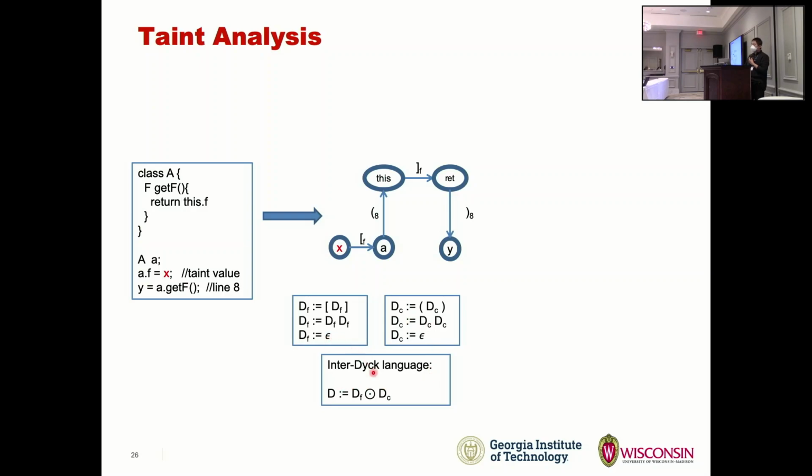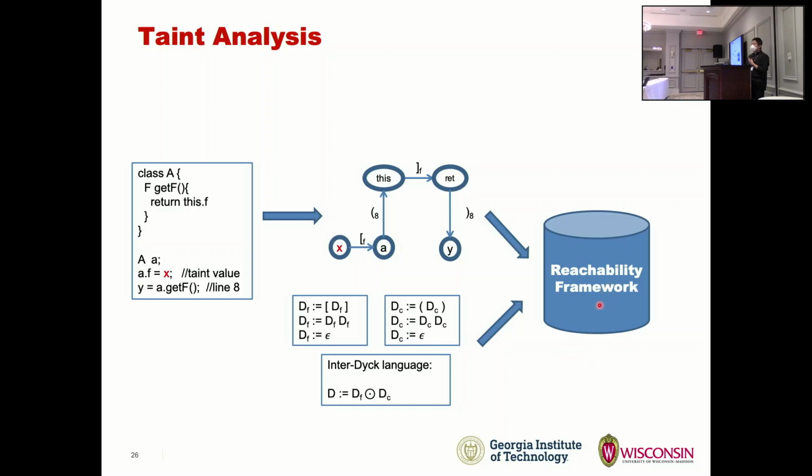Okay, essentially what we want is an inter-Dyck language where we use this special symbol to denote the interleaving of two Dyck languages. Interleaving means that the two Dyck languages can be arbitrarily interleaved. Like in this case, we have open brackets, open parentheses, and close brackets and close parentheses. Okay, so here is the graph abstraction. Here is your program formulation, and hopefully we will have a reachability algorithm that can solve this problem.